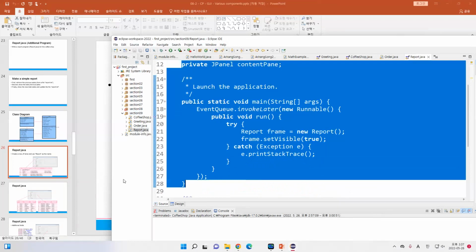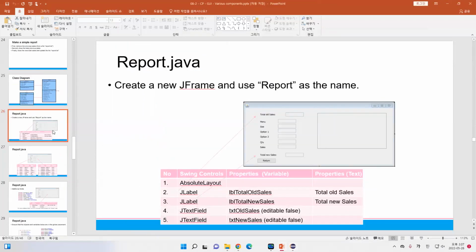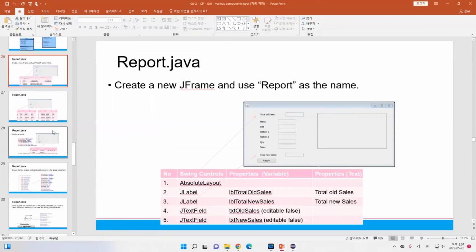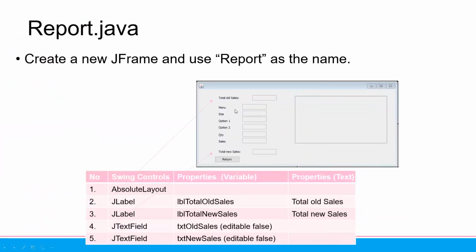Okay. But let me just deal with it later about the first part, the details. Now let's make the GUI first. So let's make the GUI. I guess you still remember. Let's use the absolute layout. Okay, let's use the absolute layout.